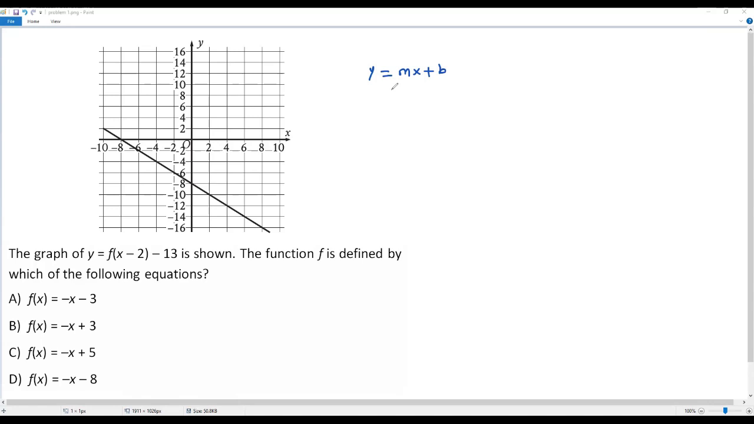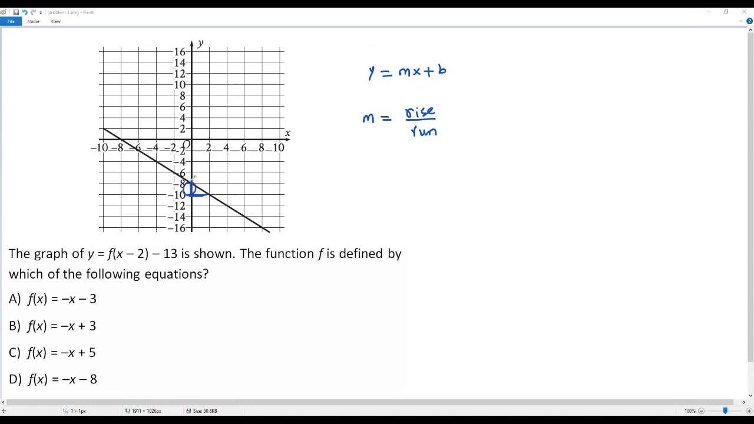Now, to get the equation of the given line in slope-intercept form, we need the slope m and the y-intercept b. Already we know the y-intercept, that is −8. We can plug in this −8 for b over here. Now let's get the slope of the given line using the formula rise over run. Let me write the formula: m = rise over run. To get the rise, take 2 units down from the y-intercept, that is from −8 to −10. And for run, take 2 units to the right from 0 to 2.